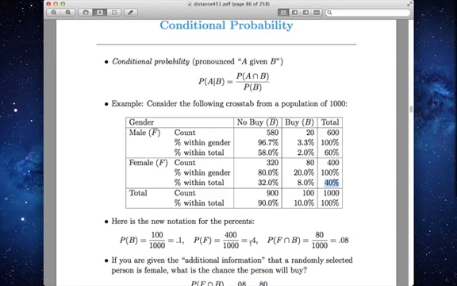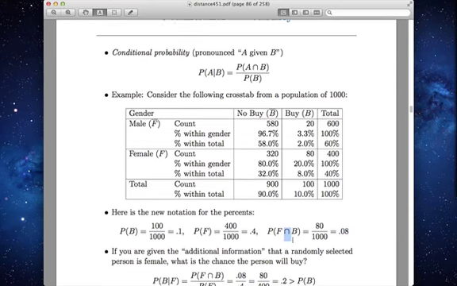We could also consider what is the chance that a randomly selected person from this population is both female and a buyer. Well, let's see. There are 80 female buyers. Divide by the size of the population, which is 1,000, and that gives us 8%, which is right here. And now in Chapter 6, we call that a joint probability. So joint probabilities involve this and symbol, the intersection.